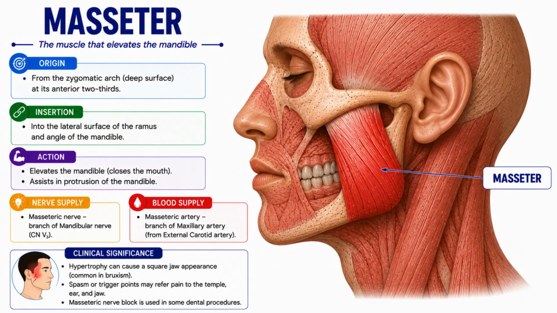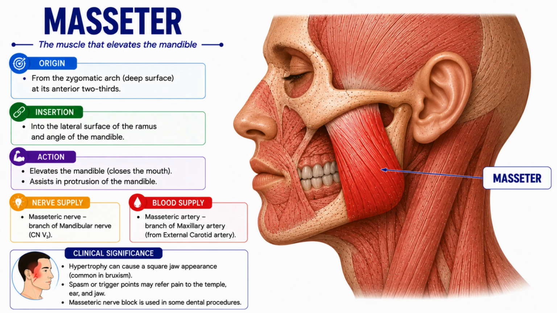Nerve supply is from the masseteric nerve, that is the branch of the mandibular nerve, and blood supply is from the masseteric artery, that is the branch of the maxillary artery. Clinical significance, hypertrophy. The hypertrophy of the muscle occurs mostly in bruxism patients. Bruxism is nothing but the teeth grinding habit.